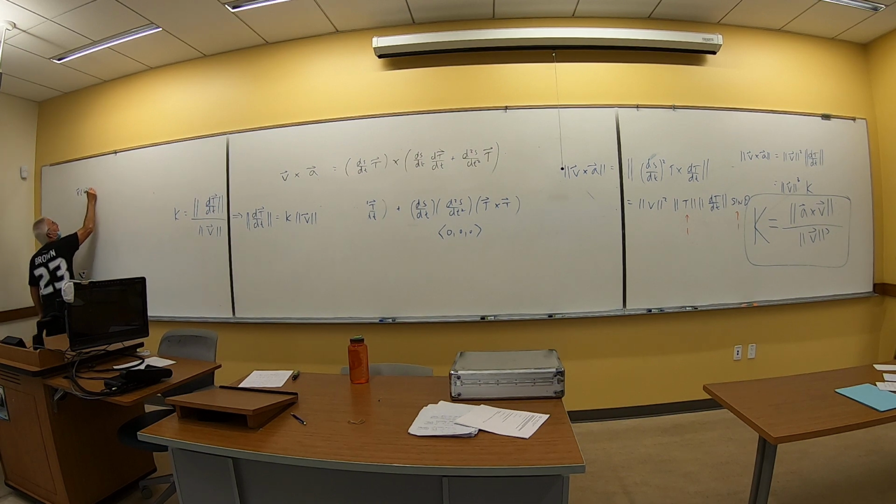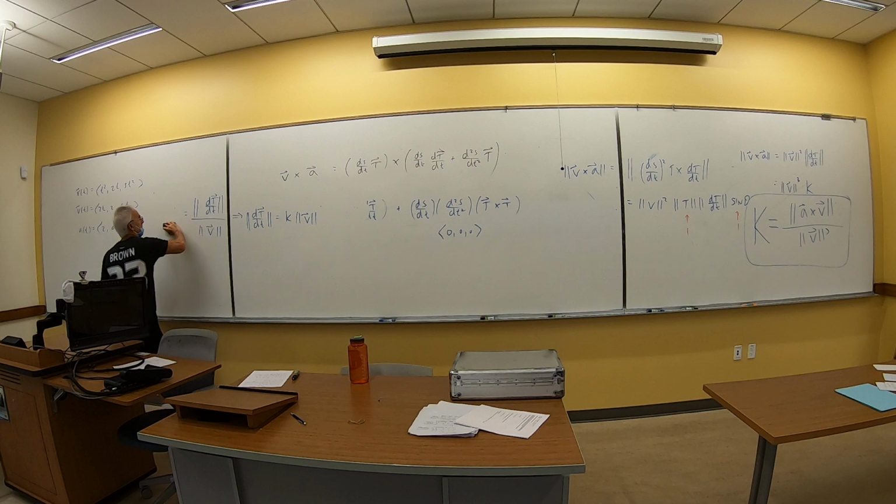So the r of t that we used earlier was t squared, 2t, 3t squared. The velocity then is 2t, 2, 6t, and the acceleration is what? 2, 0, 6. We didn't need the acceleration before. All right. Now, next thing. V cross A.